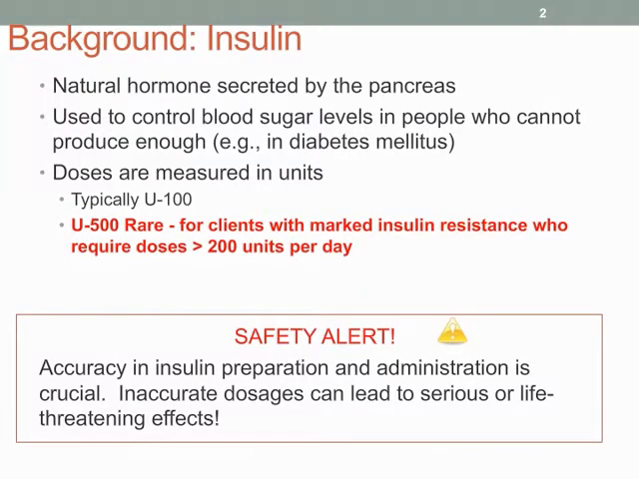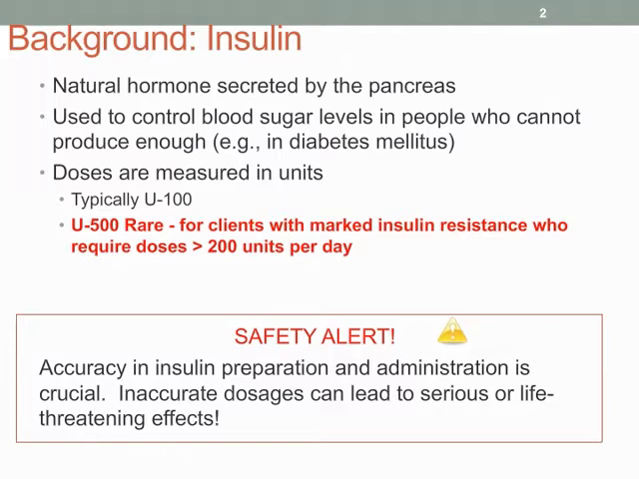Insulin is a natural hormone secreted by our pancreas. However, administration of insulin is used to control blood sugar in people who cannot produce enough insulin. Either they don't produce any at all or they don't produce enough. Dosages are measured in units, typically using U100 syringes with U100 insulin.